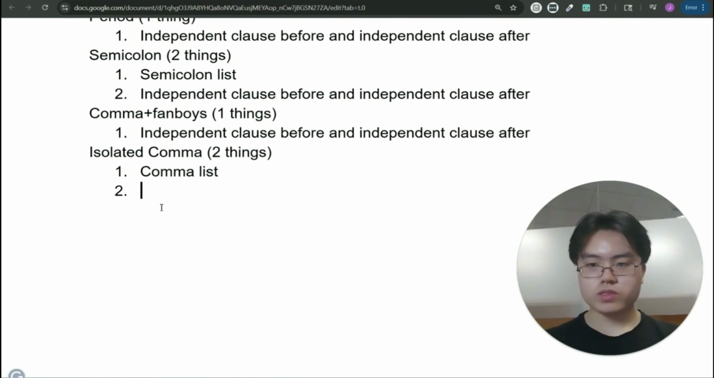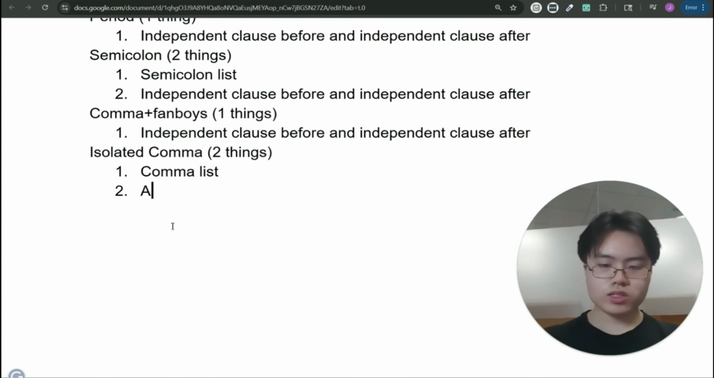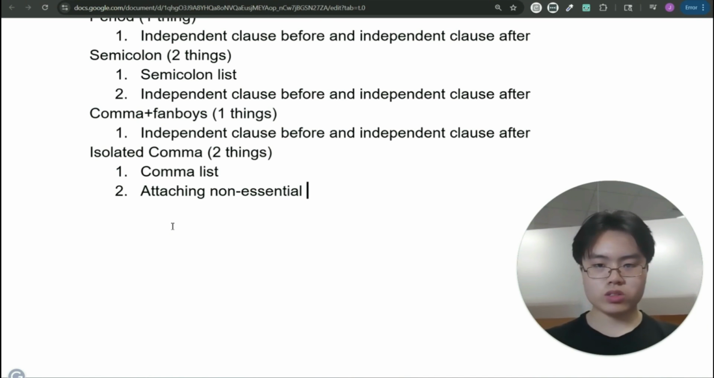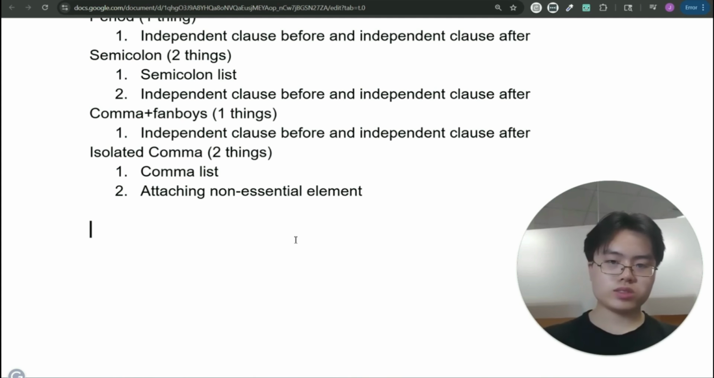Okay, second one: attaching a non-essential element. Now, this is super important. You have to understand this. So I'm going to go really in-depth into this and give you lots of examples. Okay. What do I mean by attaching non-essential elements? Let's start with an example.